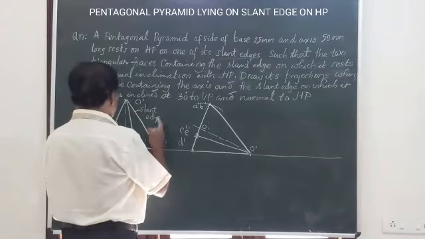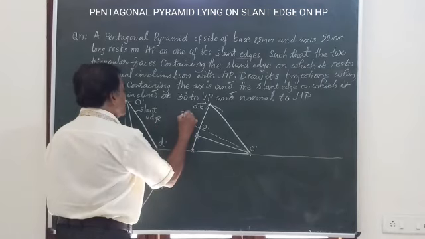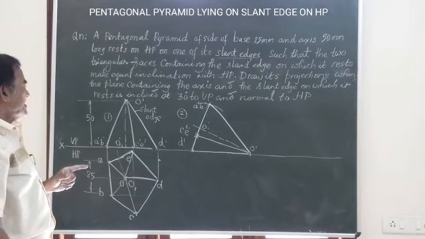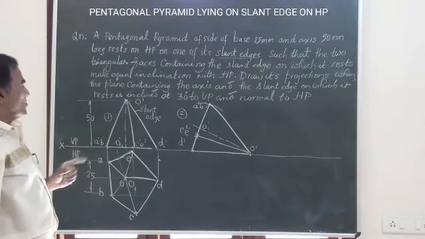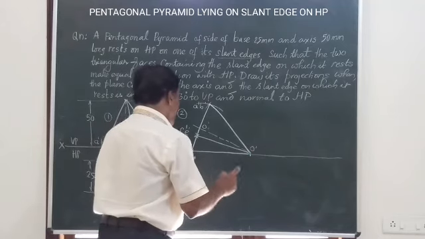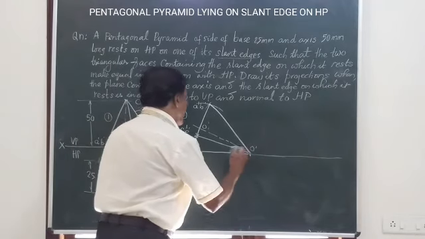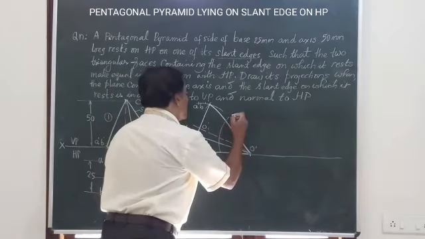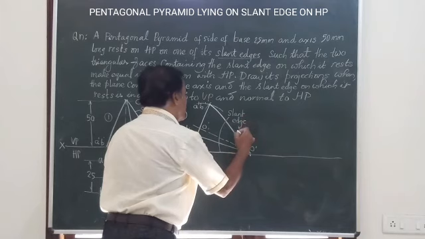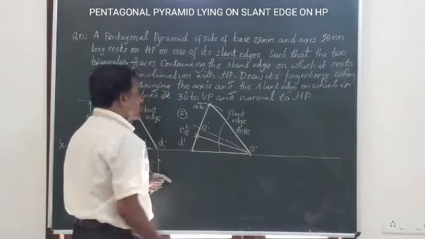So this is figure number 1 and this represents figure number 2. So figure number 1 and 2 are exactly identical. After placing the object on one of the slant edges, now the solid is resting on slant edge O dash B dash. So I will say slant edge on HP. Slant edge on HP means resting on HP. This is the axis of the solid.